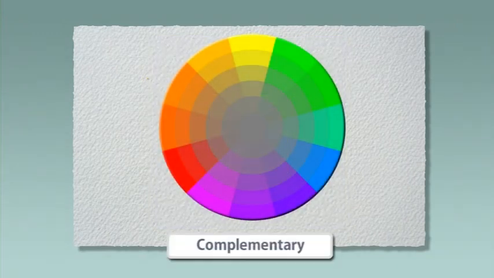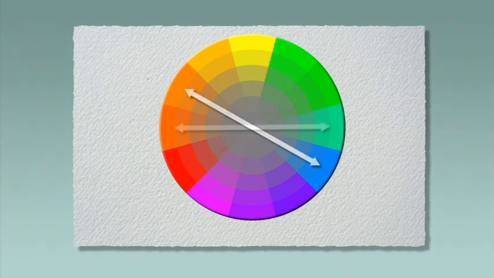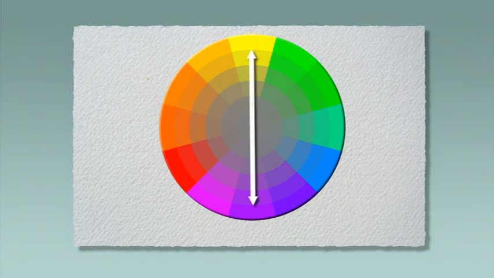Complementary colours are found on opposite sides of the colour wheel. The complementary of red, for example, is green, and blue's complementary is orange. Blue-green and red-orange are complementary in terms of their colour, as well as being the warmest and coolest colours, while yellow and violet are complementary as well as being the most extreme in terms of value.